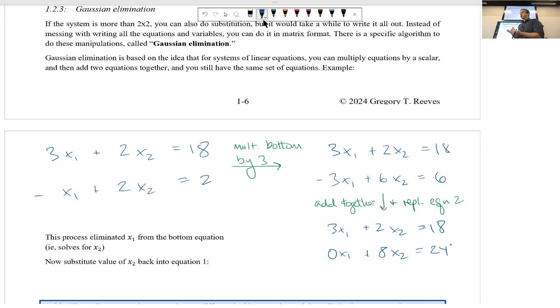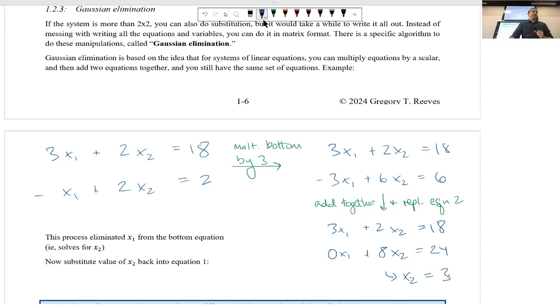And now by doing this operation where I multiplied the bottom equation by a constant and then added them together, it gives me a 0 for one of my variables, a 0 coefficient, which means, since it's a 2 by 2 system, I can just read right off of there almost, what is my x2? x2 equals 3.